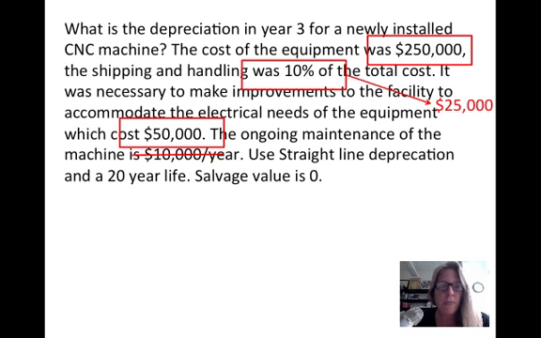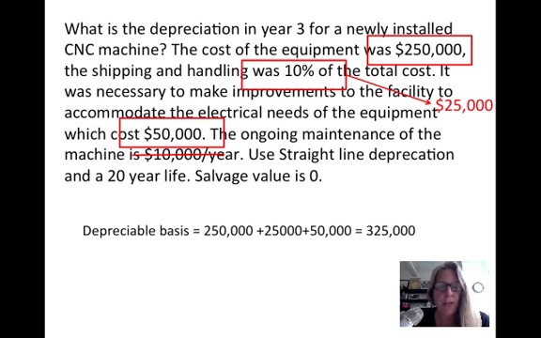So we're going to use straight-line depreciation and a 20-year life. So the depreciable basis is $325,000, which is the addition of all of these initial costs. And we're just going to do it straight line. There's 0 salvage value, so that means the depreciation is going to be $16,250 in each year of the 3-year life.